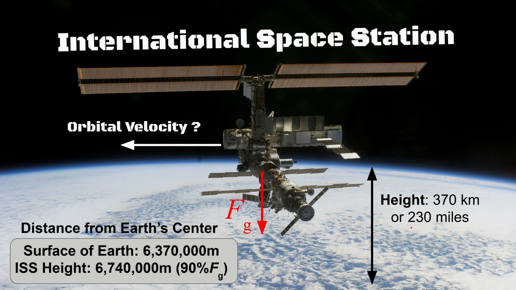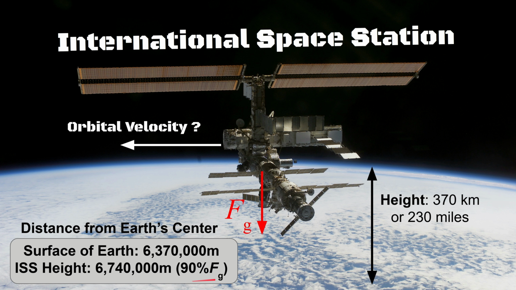At the orbiting altitude of about 370,000 meters above the Earth's surface, it's about 6,740,000 meters away from the center of the Earth. If it's at the Earth's surface, it's still really far away. It's 6,370,000. So when you go an additional 230 miles away, you're not really increasing the distance the space station is from the Earth that much.